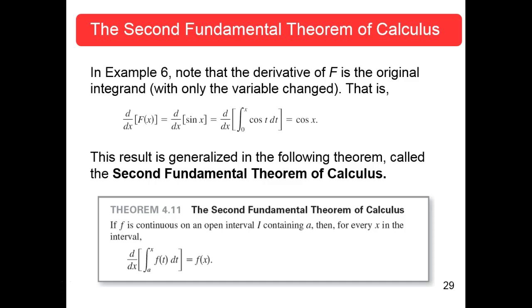The result is generalized in the following theorem, and this is what we mean by the second fundamental theorem of calculus. If f is continuous, now f has to be continuous, okay, on an open interval I containing a, then for every x in the interval, d by dx of the integral from a to x of f of t dt is f of x. Take this function, evaluate it at that value. Okay? This value is also the value you're taking the derivative with respect to. Not that one, but this one.